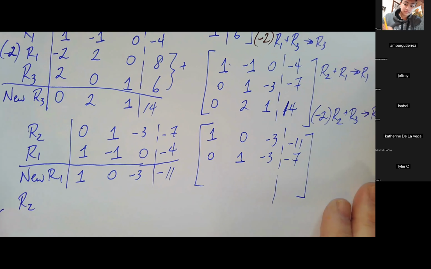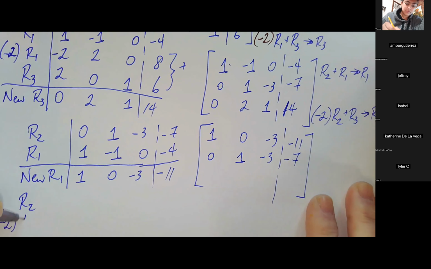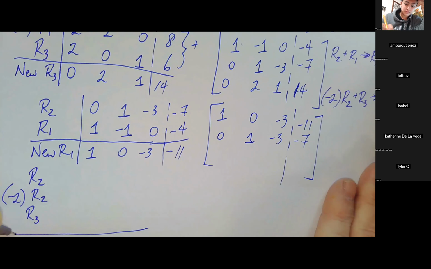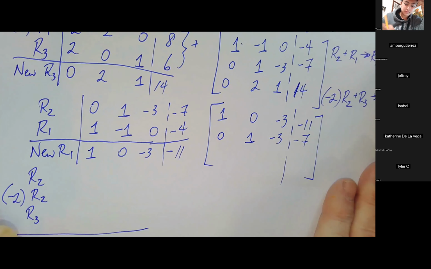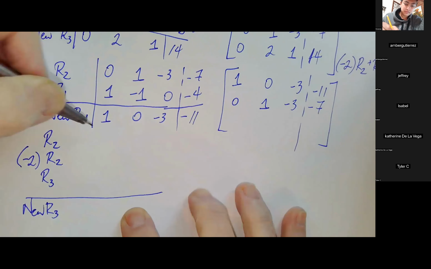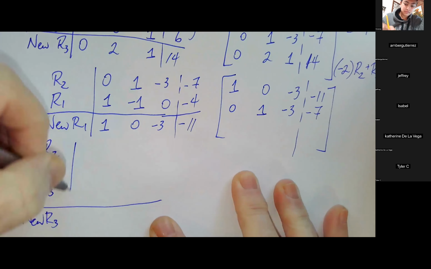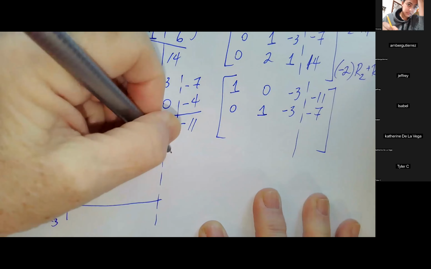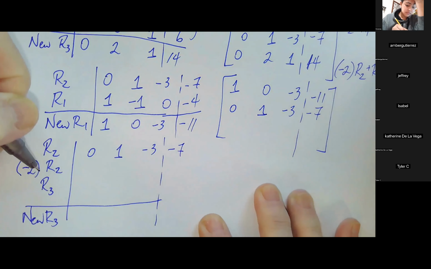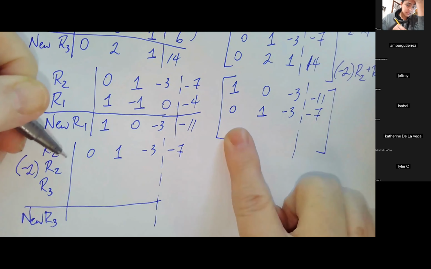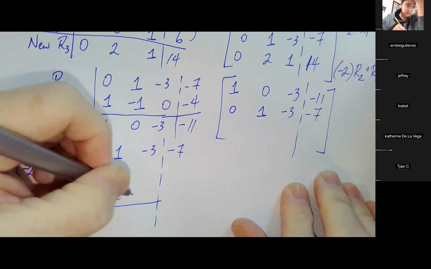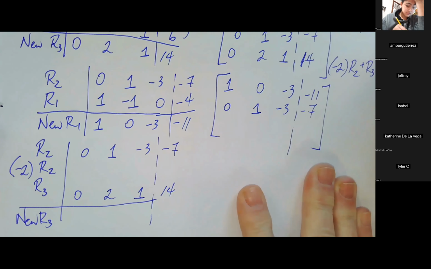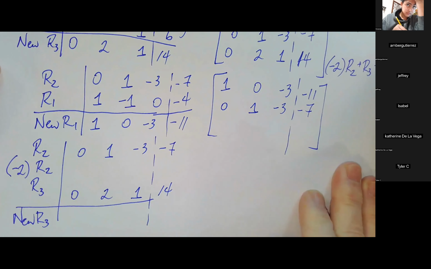So we have row 2, -2 times row 2, row 3, and the new row 3. Row 2 is currently 0, 1, -3, -7. Let's see, and row 3 is currently 0, 2, 1, 14. What is -2 times row 2?